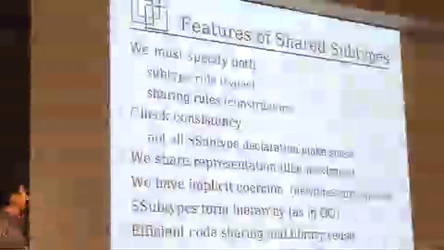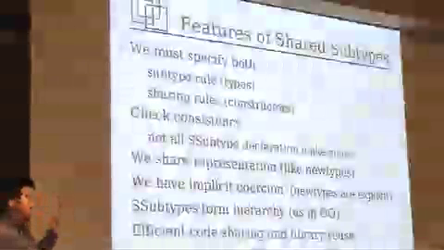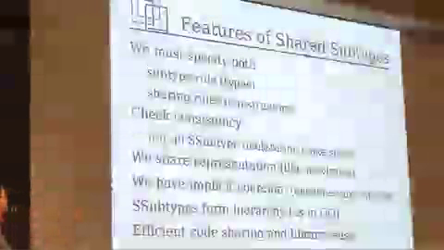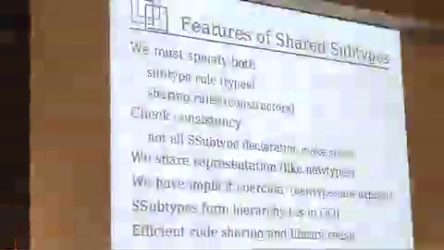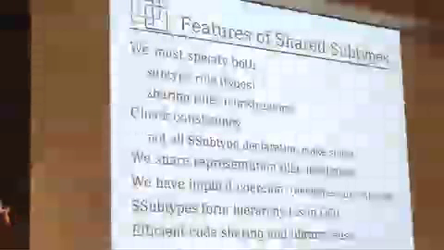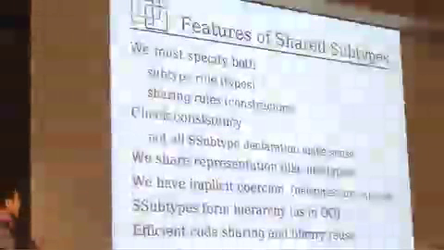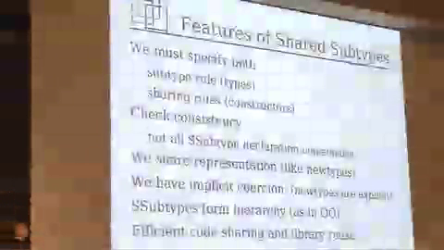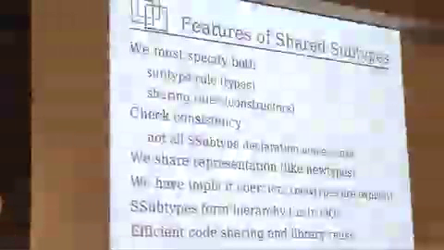So I'll just repeat what shared subtype is. We must specify both the subtype rule, the type relations, and the value relations. And we have to check the consistency, because not all syntax you write down is meaningful. We'll see that in a moment. And we have sharing, and we do it with implicit coercion. And we can form hierarchies like object-oriented languages. And as a result, we have efficient code sharing and library use.